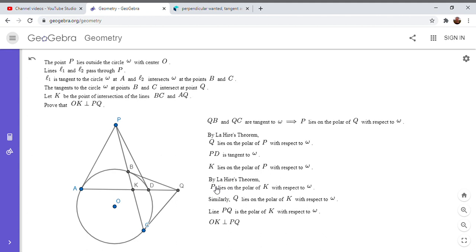So I might do a video on La Hire's theorem soon, or on other properties of poles and polars, because I feel like it's about time I do a video on it. But I feel like this problem was a really nice illustration of the concept.